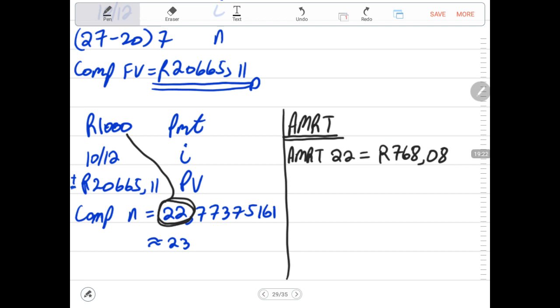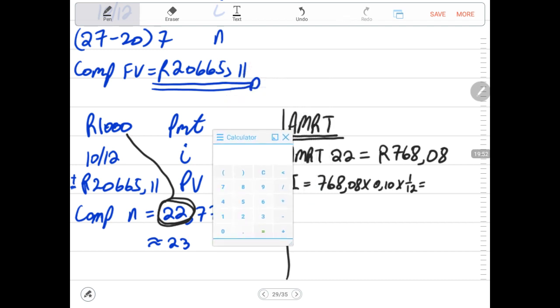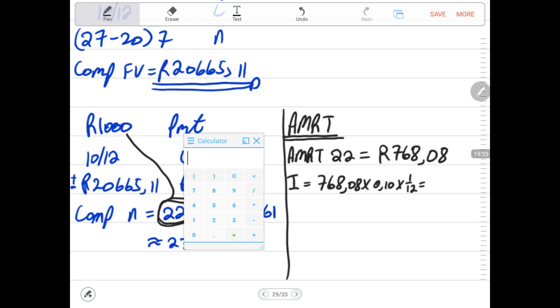Now if this is the balance after the 22nd withdrawal was made, then this amount will earn interest. We need to add interest. If we remember, it will be 768.08 times 0.10 times 1/12. This will give us the interest only for 1 month. Then we add the interest. This will tell us the balance that will be withdrawn at the end of the 23rd month.